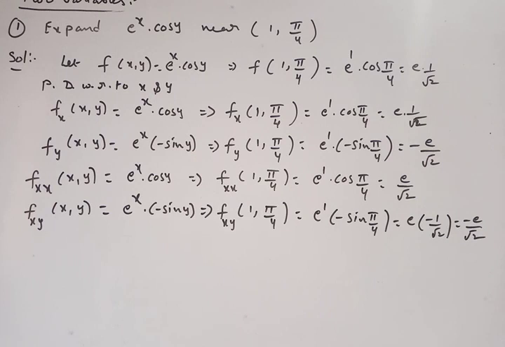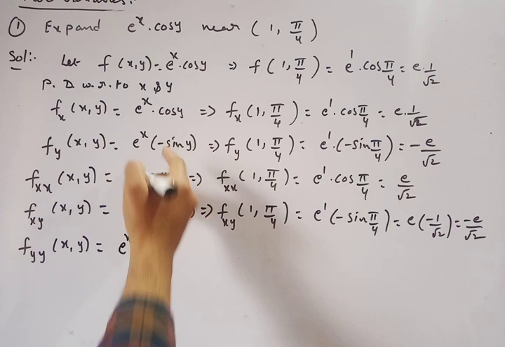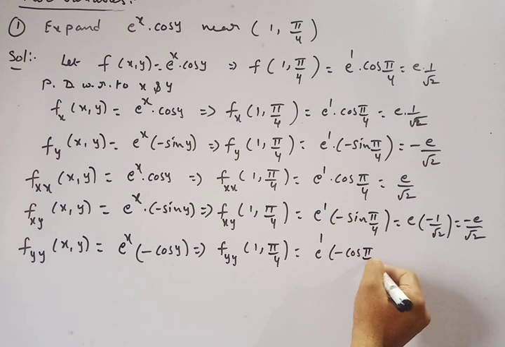Next one, f double y of x comma y. That means two times partial differentiation of f of x comma y with respect to y. Already one time is here. If I differentiate again, e power x is as it is, minus as it is, and sin y differentiation is cos y. So where do we have to calculate? fyy at 1 comma pi by 4. So I get e power 1 into minus cos pi by 4, and cos 45 is how much?